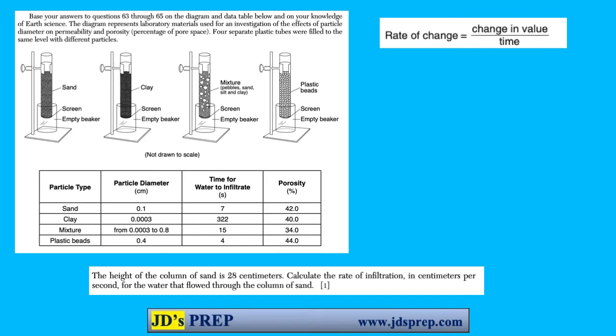Next, we're told that the height of the column of sand is 28 centimeters, and we're asked to calculate the rate of infiltration in centimeters per second for the water that flowed through the column of sand. I've pulled this out from your reference tables, which is just our simple calculation to find a rate of change. Change in value: the water flowed through 28 centimeters, and the time for the sand was 7 seconds. That's going to give us 4 centimeters per second.